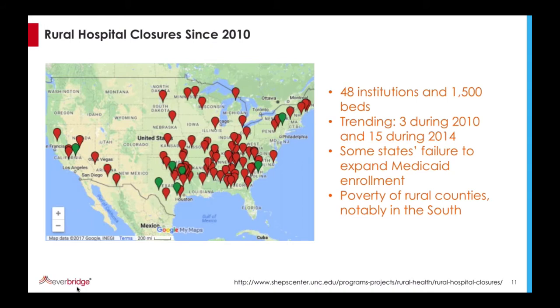The root cause for many is states' failure to expand Medicaid enrollment, bringing additional volume and revenue to the institution. As you'll note, a lot of red in the South, where the poverty in rural counties is most pronounced.